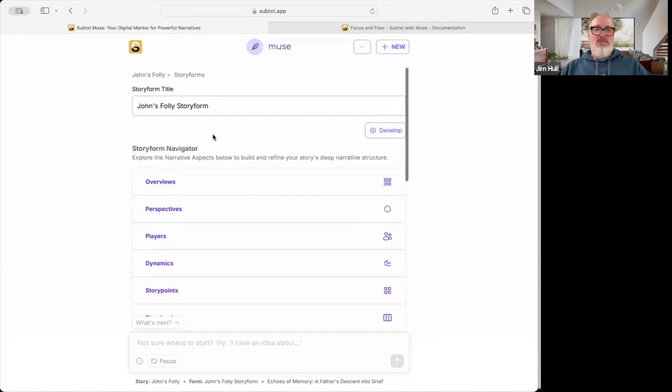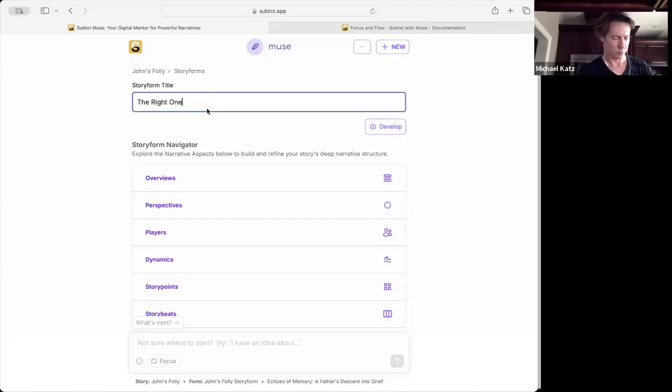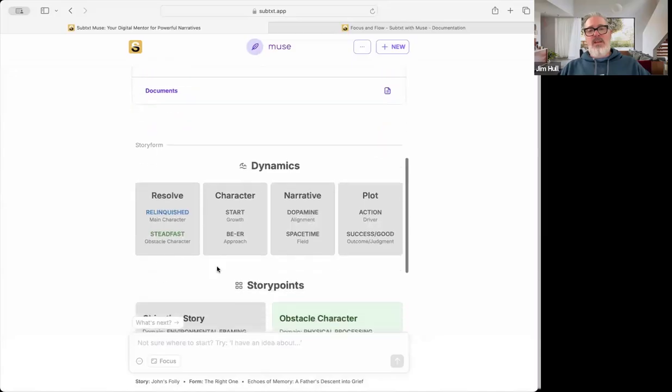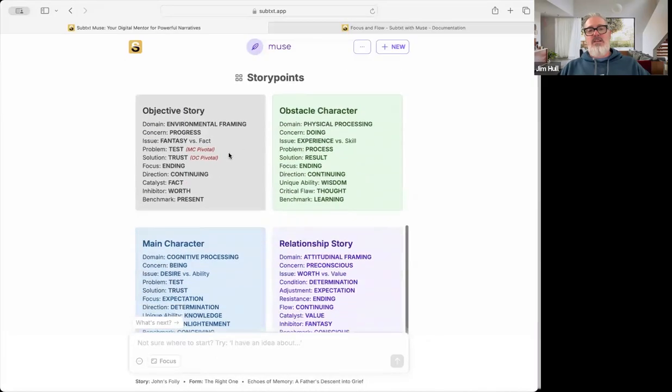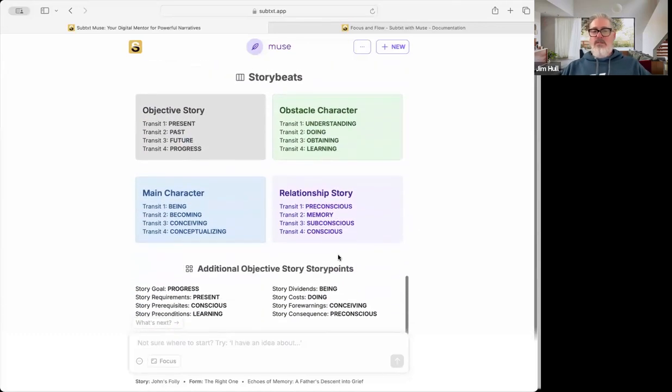So right now they're named the same. So the first thing I would do is rename it, so I know which is the right story form. And then now that I'm in that context, I can go ahead and start working out all the different details of it and be able to build the story off of that. So that actually worked quite well.